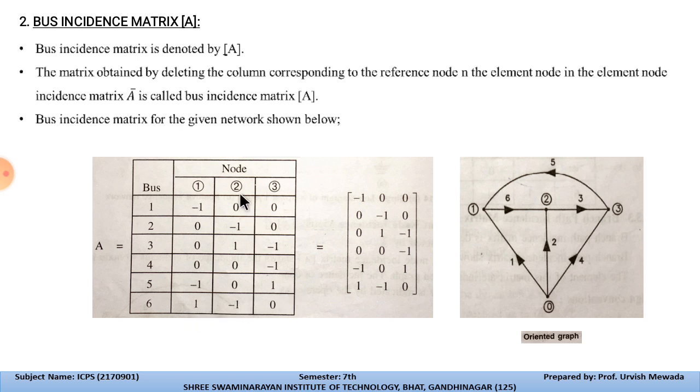Now for node number 2, it is going towards node number 2, that's why it is taken minus. And for node number 3, there is no relation of element number 6 with node number 3, so that's why it is taken 0. So this matrix will become a 6 by 3 matrix when we eliminate the reference node, and we can form the bus incidence matrix. So the bus incidence matrix basically describes the incidence of elements on a particular bus.